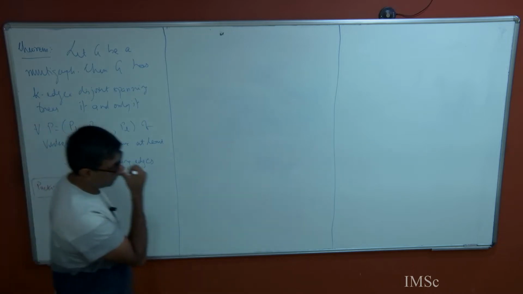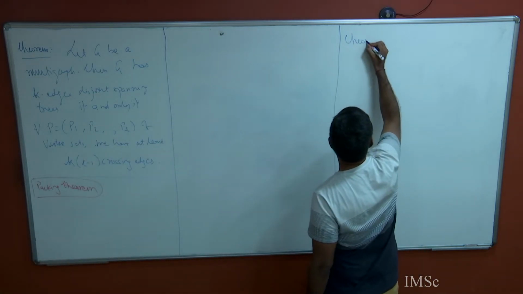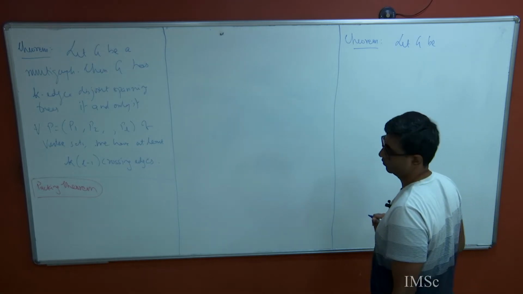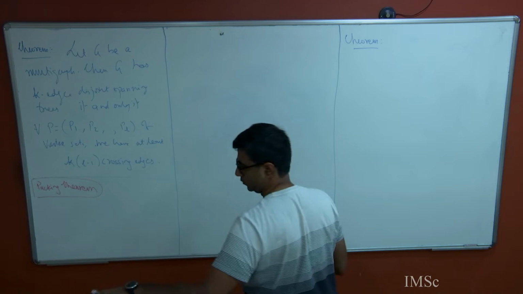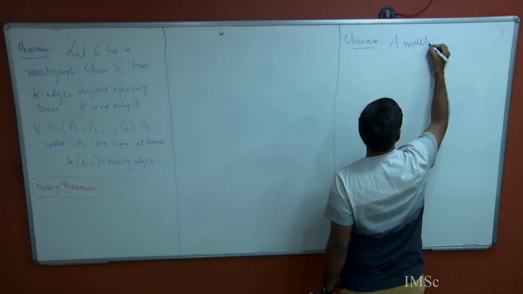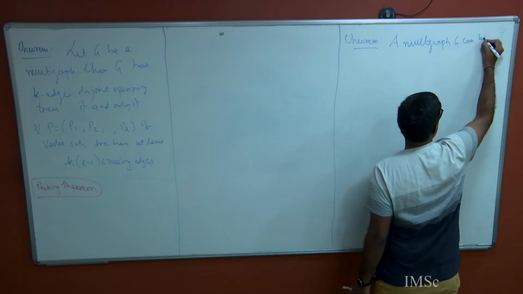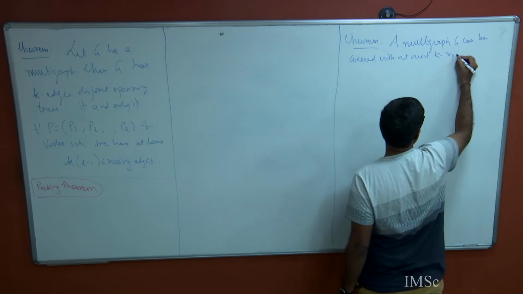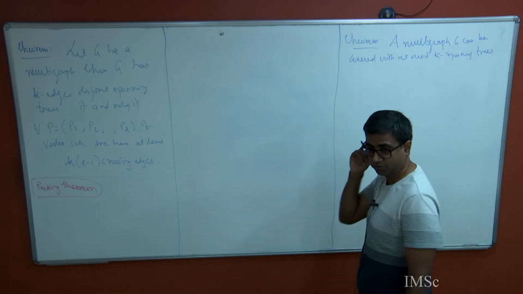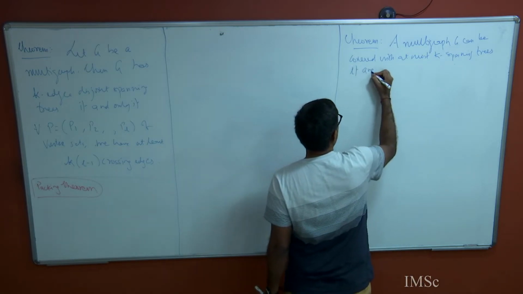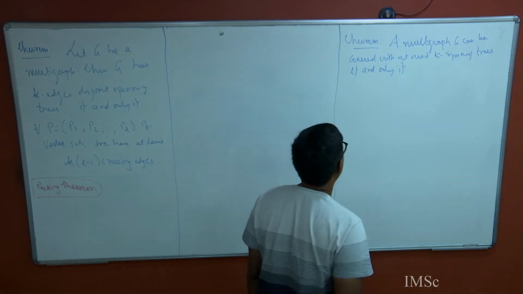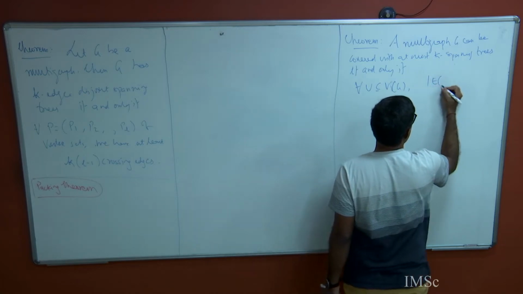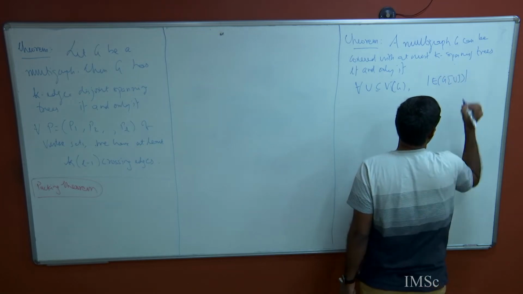Okay, and what was our covering theorem? The covering theorem was: a multigraph G can be covered with at most k spanning trees if and only if for all U subset of V(G), the number of edges is bounded.